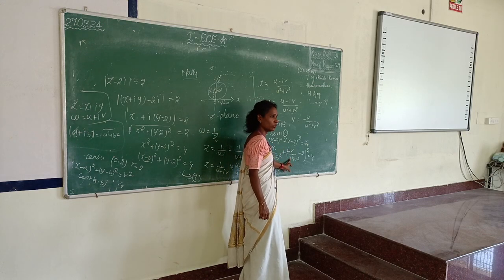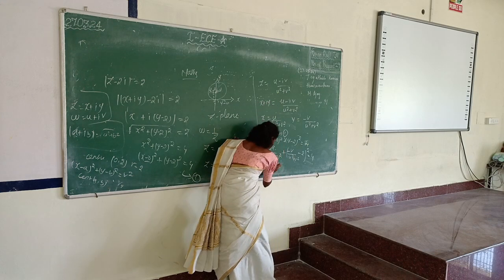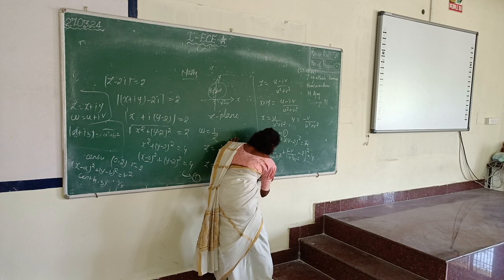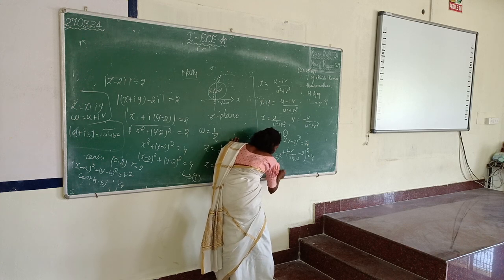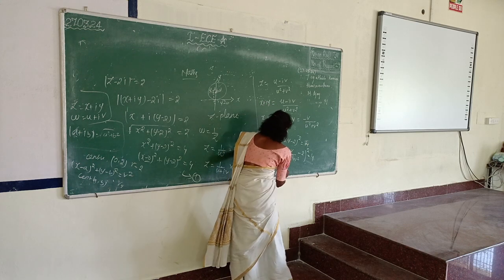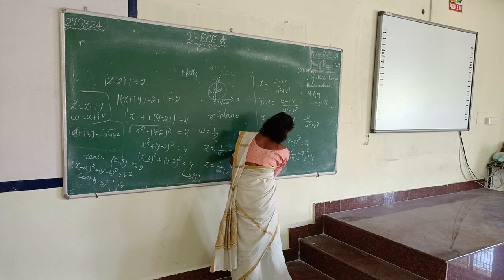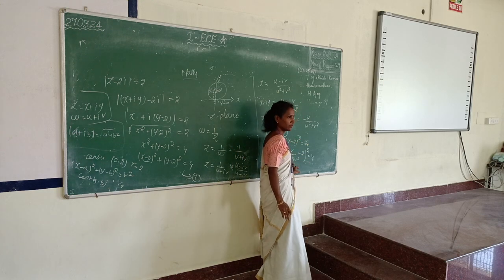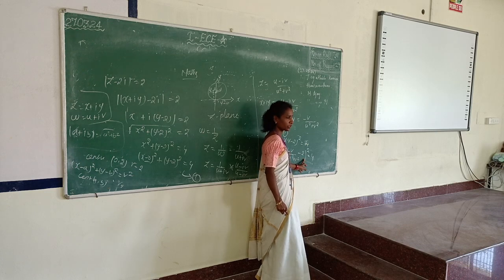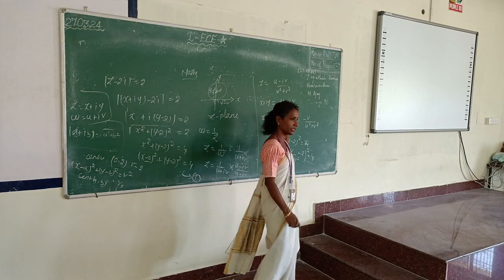Then it is common now. 1 by u square plus v square, the whole square will be common now. Then u square. The LCM will be cancelled. First, you will write it.